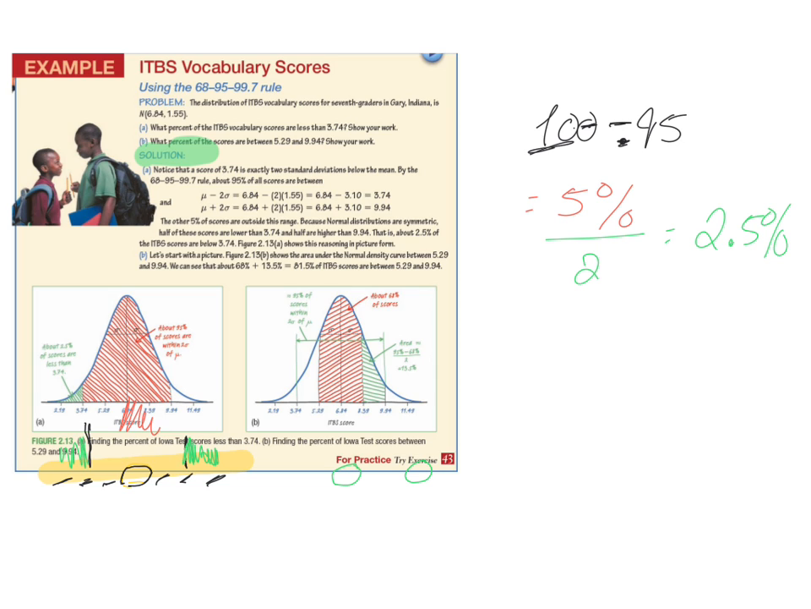Okay, so what we want to figure out is what area are we looking for here? Well, we're looking for that red section and that green section put together. We know that's going to be 68%, because of the 1 standard deviation. That's the red. If you look at the example, it does a really good job of showing us. So that red, we know that's going to be included, and that's 68%.